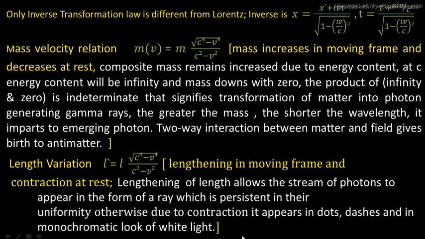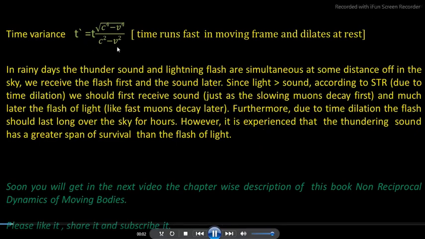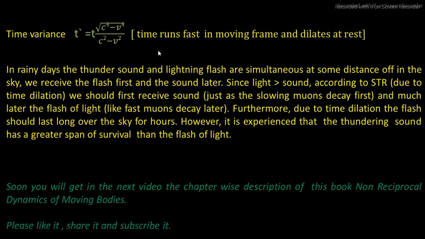Lengthening of length allows the stream of photons to appear in the form of a ray which is persistent in their uniformity, otherwise due to contraction it appears in dots, dashes and in monochromatic look of white light. Time: t prime equals t under root c raised to power 4 minus v raised to power 4, upon c square minus v square. Time runs fast in moving frame and dilates at rest.